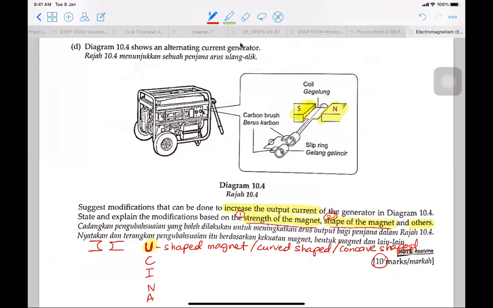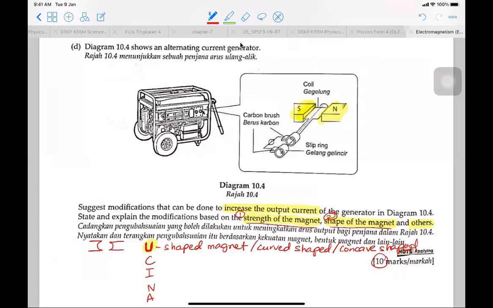Okay, and then what is the reason why we use U-shaped magnets or curve-shaped magnets or concave shape? To produce radial magnetic field. Right. Or to produce, just remember that, it's easier. To produce uniform radial magnetic field.